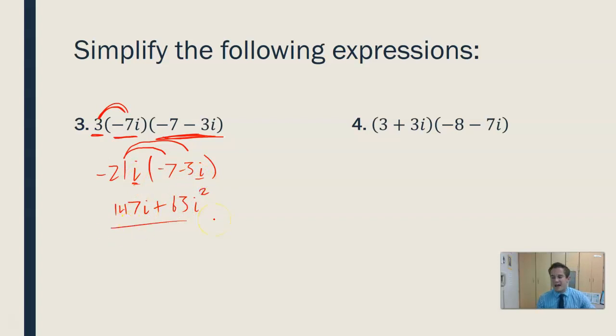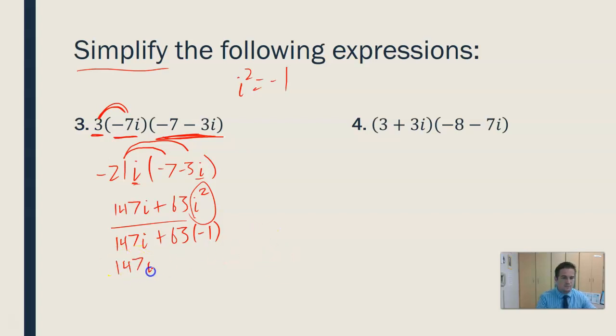And as of the last video that we watched, I'd be done with polynomials. This is as far as I need to go. But the instructions here say simplify, and when I'm talking about complex numbers, I can simplify this even further because i squared is equal to negative 1. So 147i plus 63i squared is really the same as 147i plus 63 times negative 1. Well, 63 times negative 1 is negative 63.